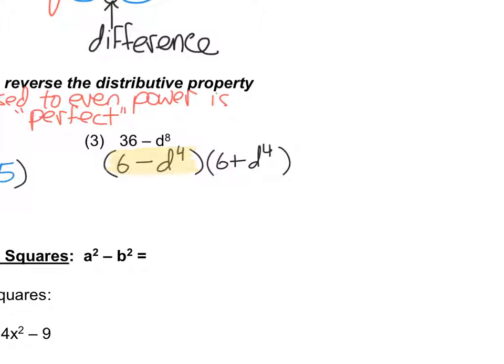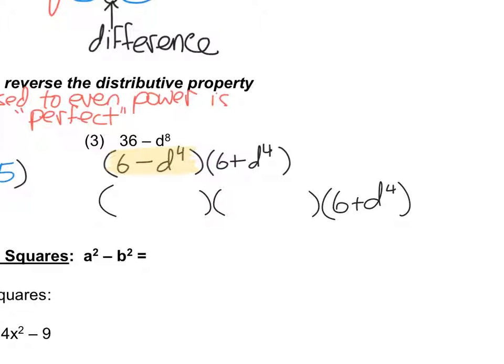Back to the pen. So I'm going to take that highlighted part and expand that out. I'm going to leave the 6 plus d to the 4th alone. So this one, I'm going to treat it as if each part is a perfect square, even though that's not the case. I have a difference of 2 things, and that's really all I need.